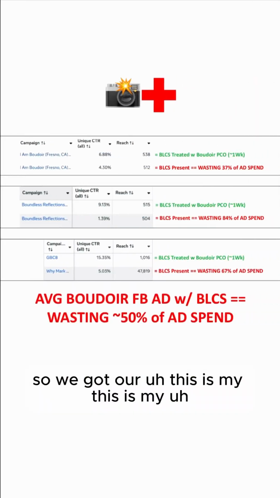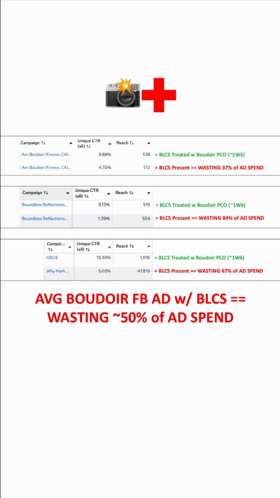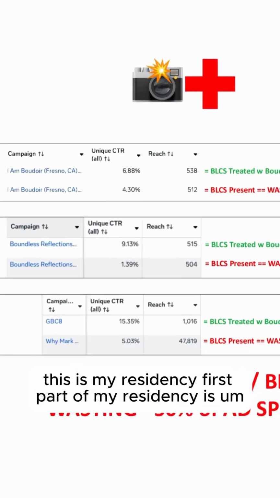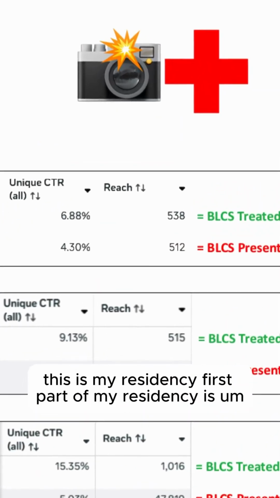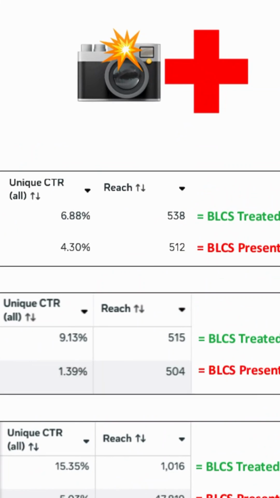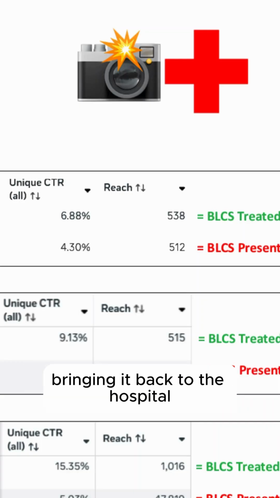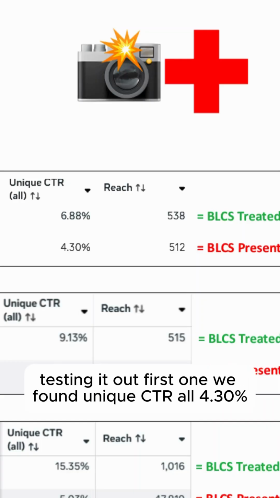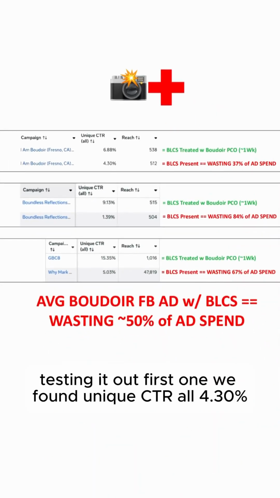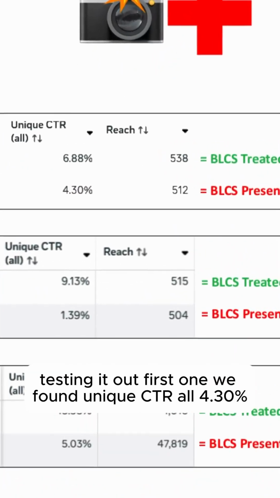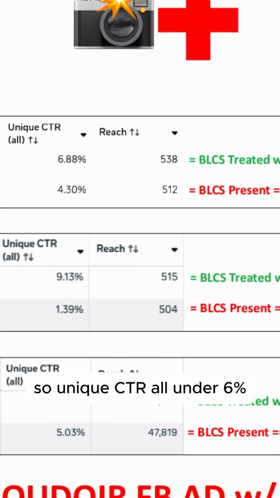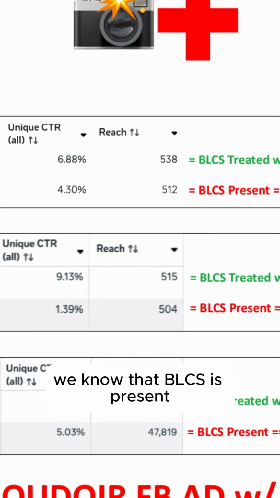So this is my residency. The first part of my residency is finding a Boudoir Facebook ad out there, bringing it back to the hospital, and testing it out. The first one we found had a unique CTR all of 4.30%. So unique CTR all under 6%. We know that BLCS is present, aka Boudoir low click syndrome.